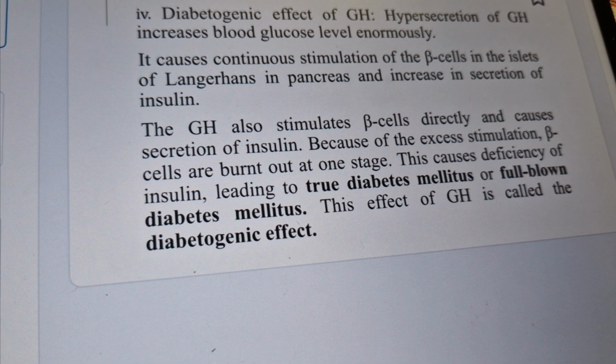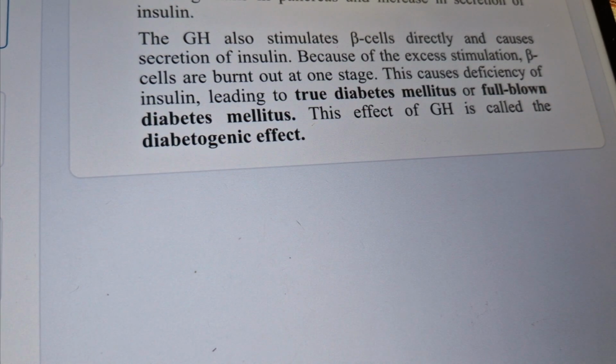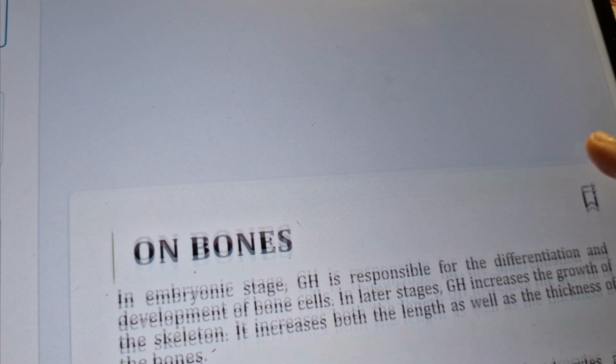This causes deficiency of insulin, as all the insulin is secreted from the pancreas, and it needs time now to prepare insulin again. So after all that stimulation, it causes a decrease in the insulin level. So true diabetes mellitus, or full-blown diabetes mellitus, this effect of growth hormone is called the diabetogenic effect. In diabetic patients, this effect is seen when there is excessive stimulation of beta cells, no more insulin can be produced, and the glucose level peaks up again, which worsens the condition.